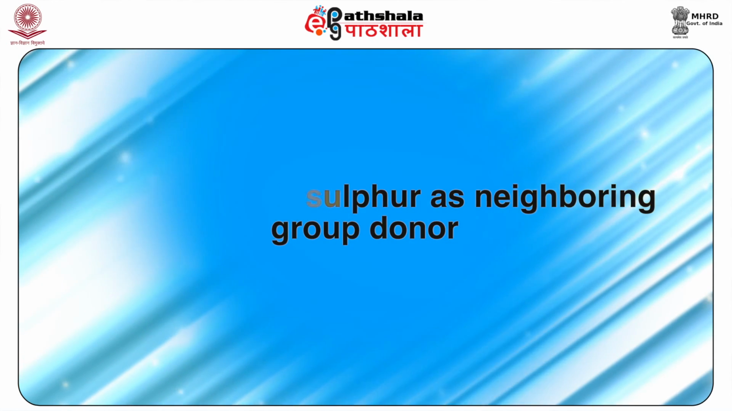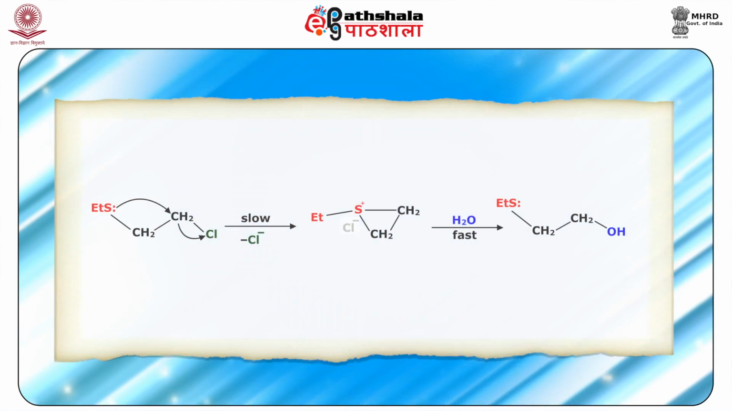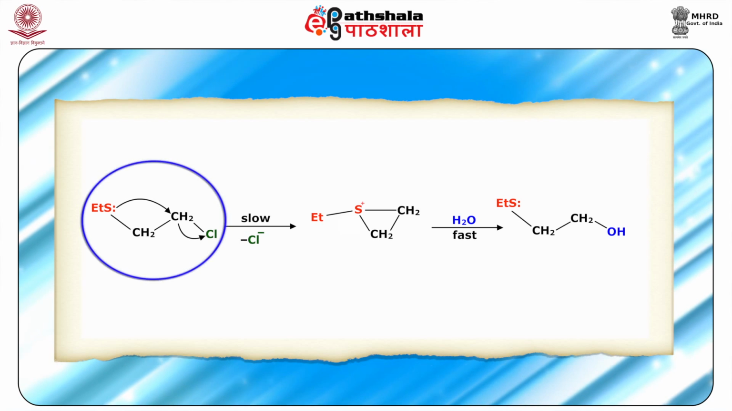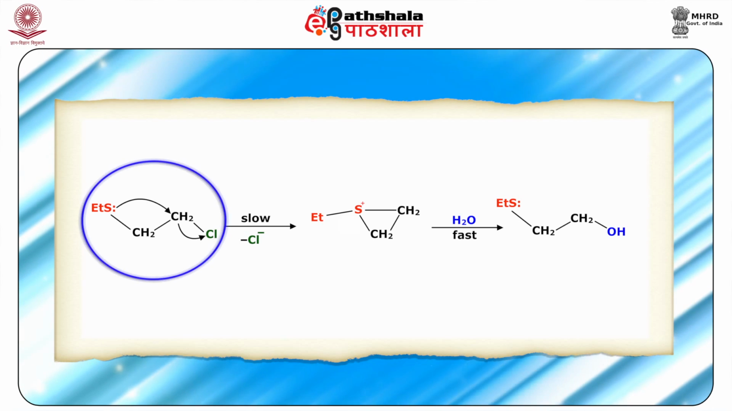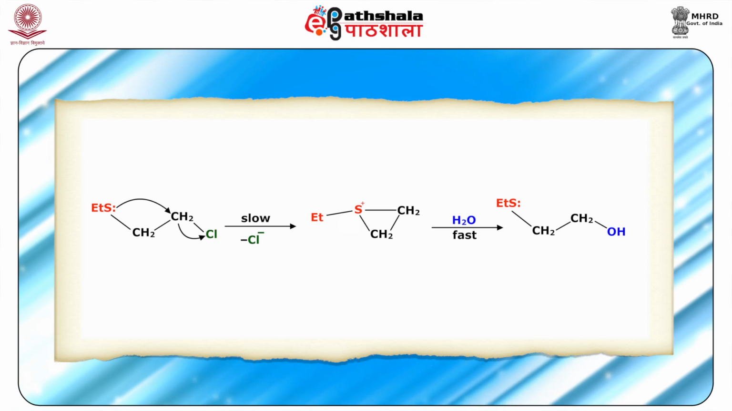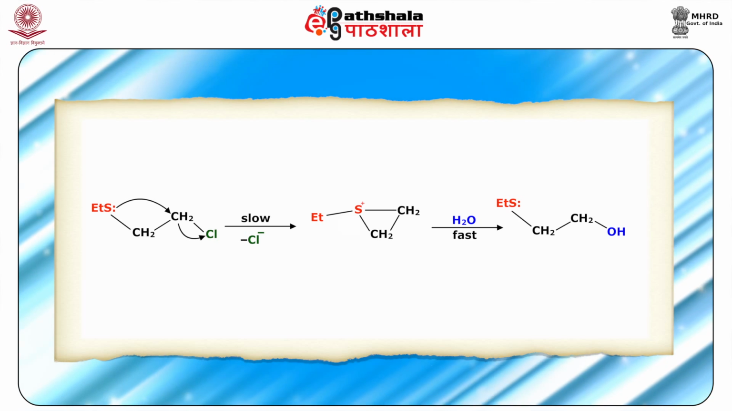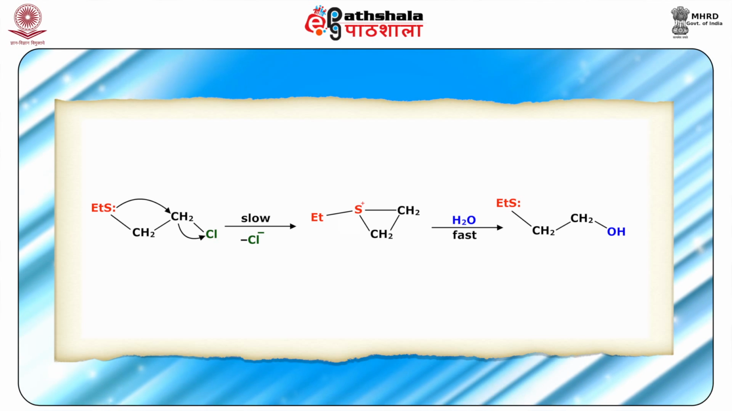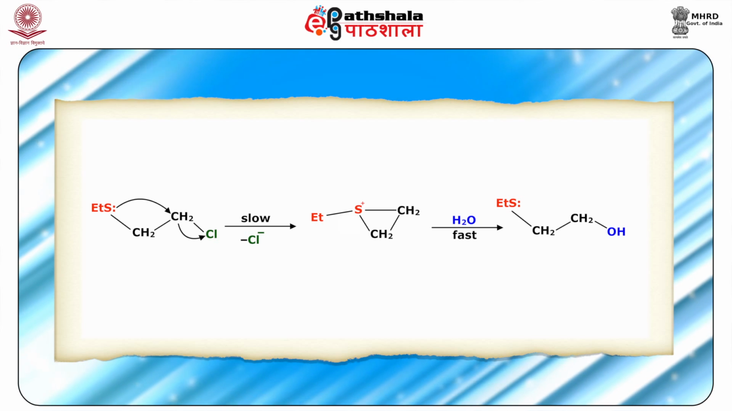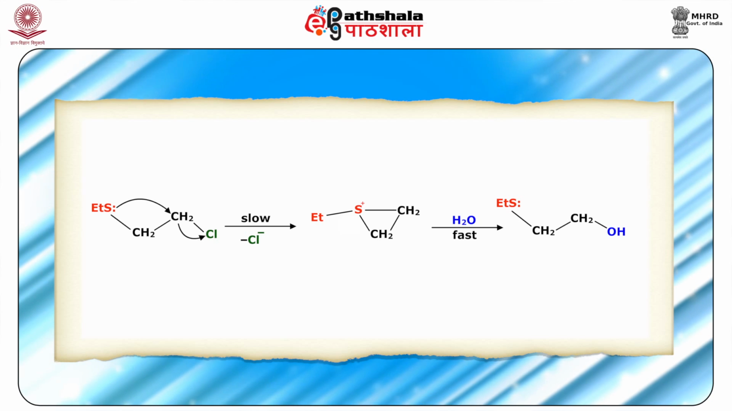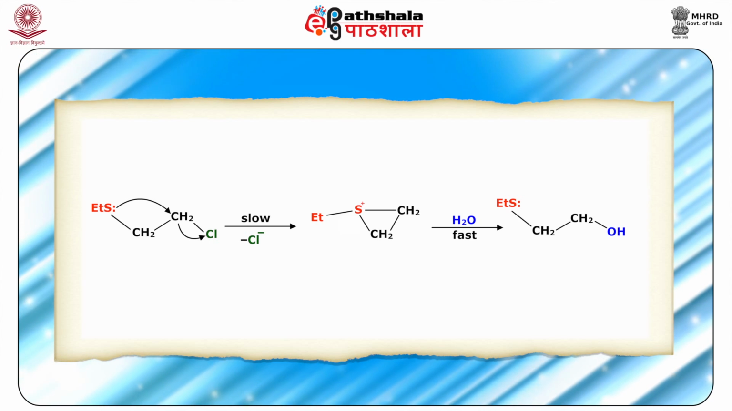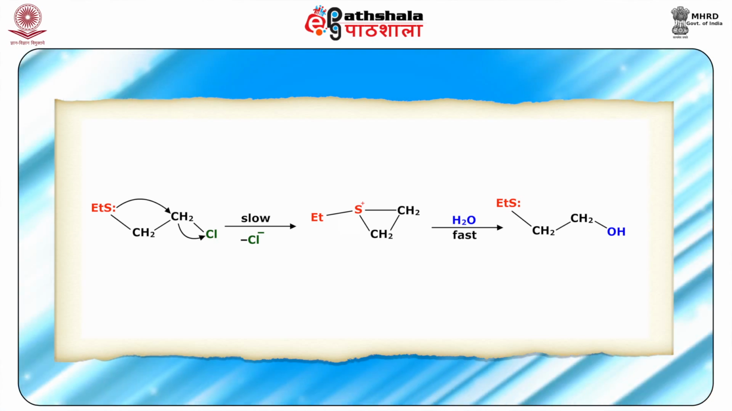Now, after the case of oxygen, let us look at the reactions where sulfur acts as the neighboring group donor. The hydrolysis of EtSCH2CH2Cl as shown here was found to be 10 raised to the power 4 times faster than EtOCH2CH2Cl under comparable conditions, owing to the sulfonium ion intermediate mediated anchimeric assistance, as you can see here.